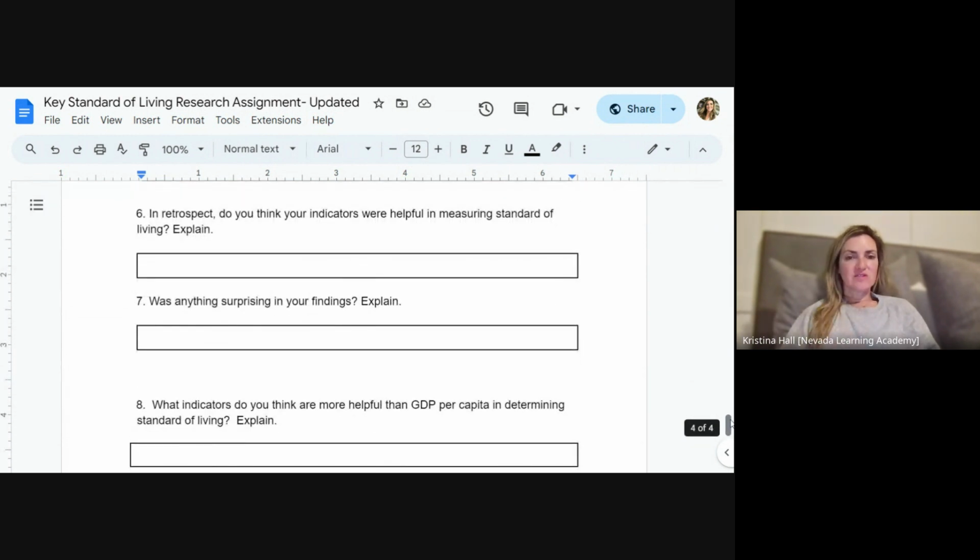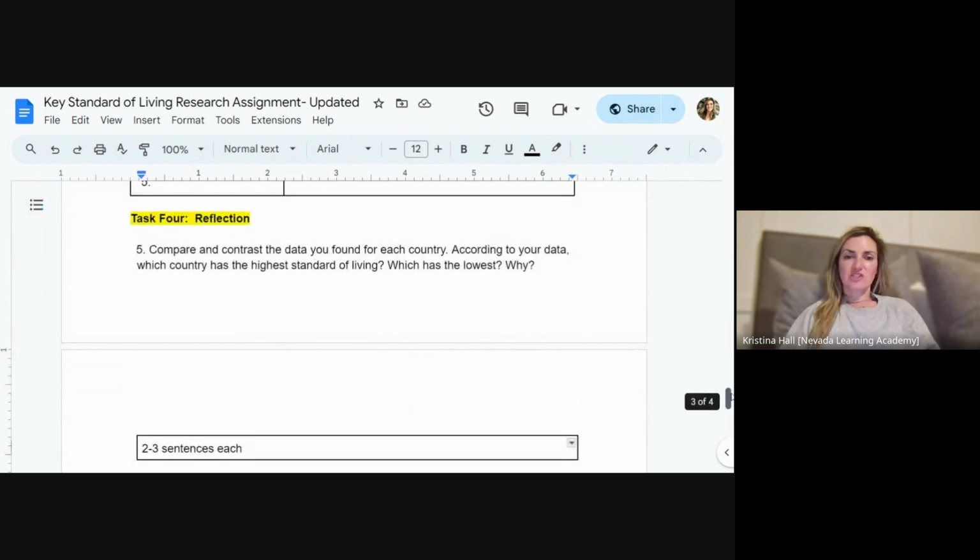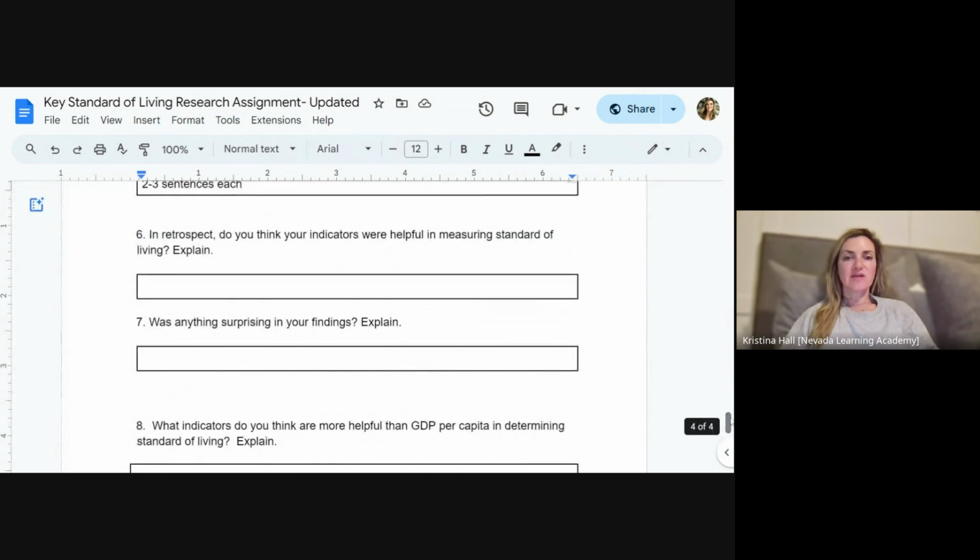Then you move on to number 6, in retrospect. So again, you can pause between each question, okay? In retrospect, do you think your indicators were helpful in measuring the standard of living? Did they help give you more insight than just GDP, the average domestic product, the average production and income of people in that country? Do you feel like literacy rates helped you?